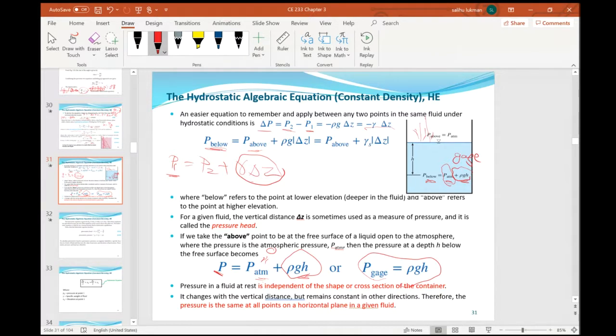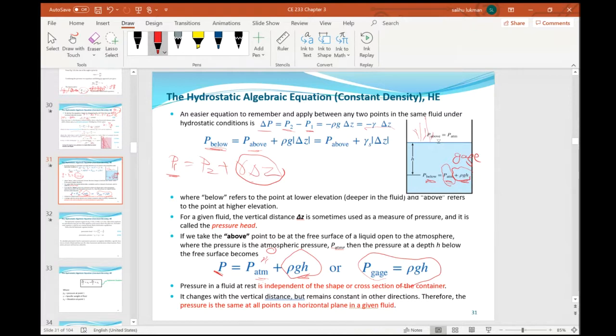It is independent of the shape or cross section of the container as long as the fluid is at rest. What it only depends on is the distance, the elevation. It changes with the vertical distance, that is, with elevation, but remains constant in other horizontal directions. It changes only in the vertical direction. Therefore the pressure is the same at all points on a horizontal plane in a given fluid.